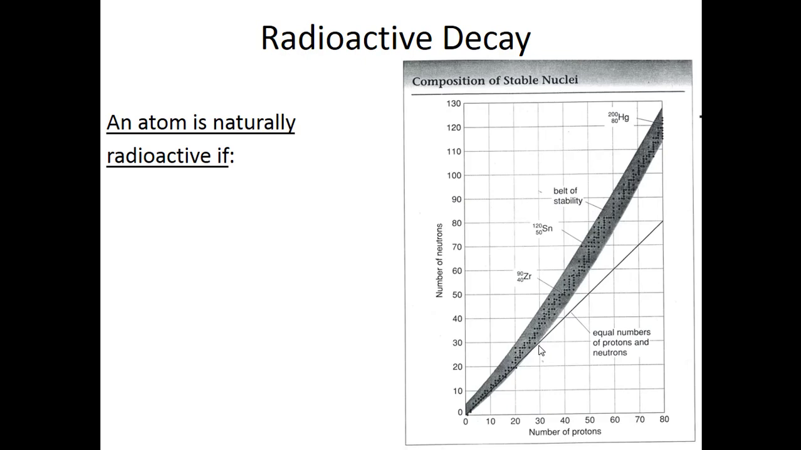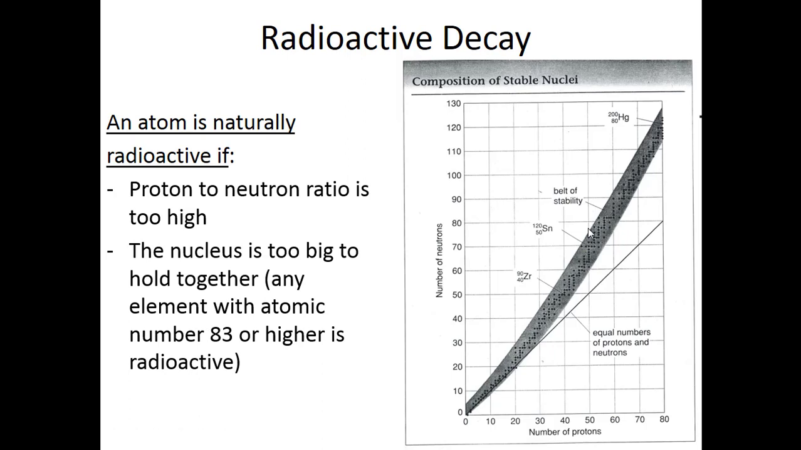So when we look at radioactivity, if an atom is naturally radioactive, the reason behind this is that the proton to neutron ratio is too high. The belt of stability, as you can see in the diagram shown to the right-hand side, shows you that nice ratio between protons and neutrons. You can see as you deviate from the belt of stability, you become radioactive.